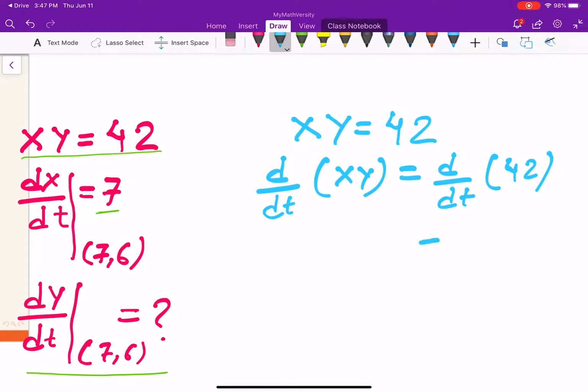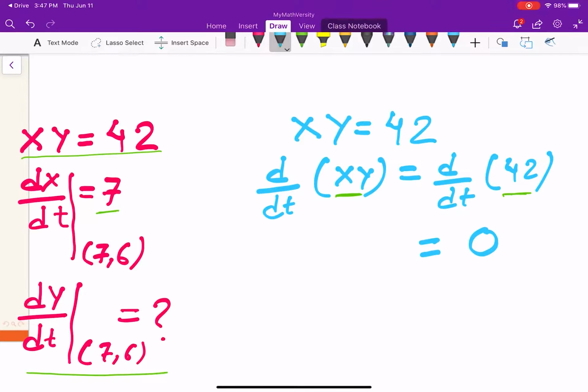Differentiating 42 with respect to t is not a problem, because that is just a constant. So the derivative of the constant is 0. So done on the right hand side. Now let's focus on the left hand side, where we have a product of two functions x and y, right? So we need to use the product rule.